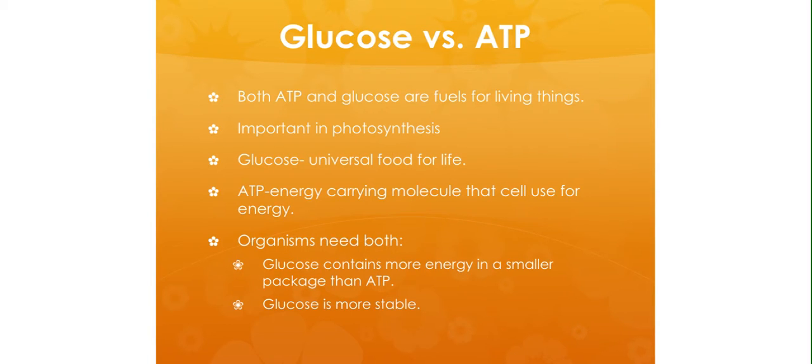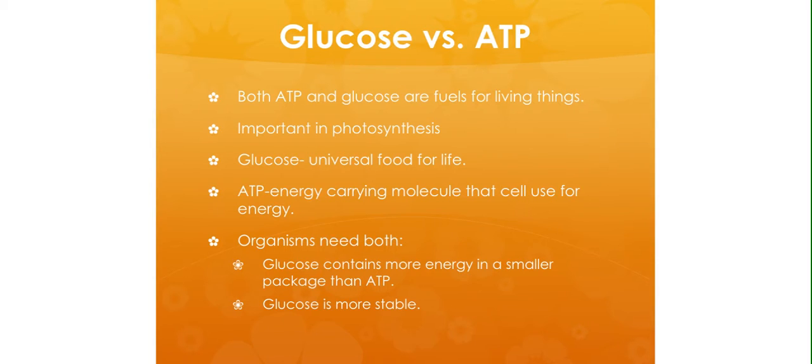So I'm back to my question of why do living things need glucose if ATP is a molecule that cells use for energy? Why don't we just make ATP, be done with it? And the quick answer is remember when I talked about glucose, I said that it is a stable molecule. We can think of this as like a packaging kind of thing. Glucose is more stable, so it's better for storing and transporting energy.